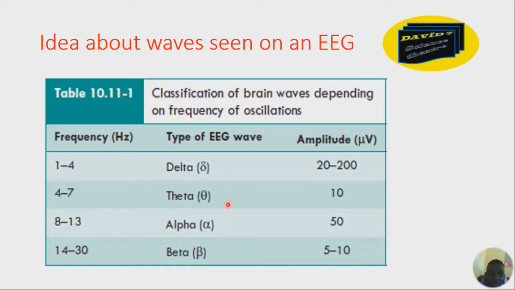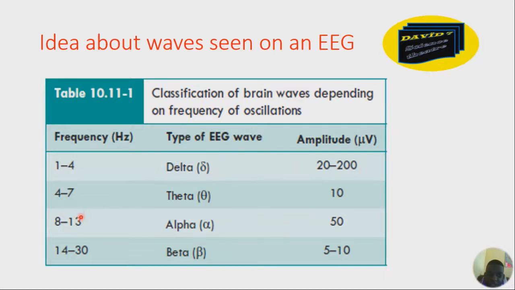Before I talk about sleep, I want to take you through the waves seen on an EEG, an electroencephalogram. We have 4 waves: the delta, theta, alpha, and beta. But you should take note of the frequency and amplitude. Delta has the highest amplitude, as you can see, and the lowest frequency.